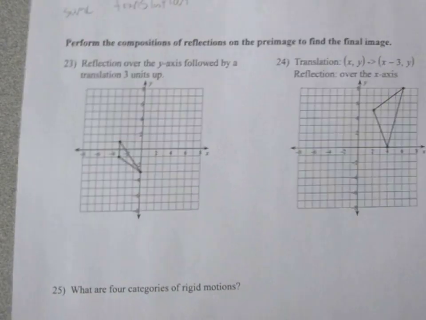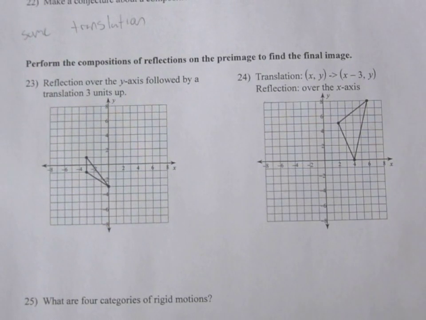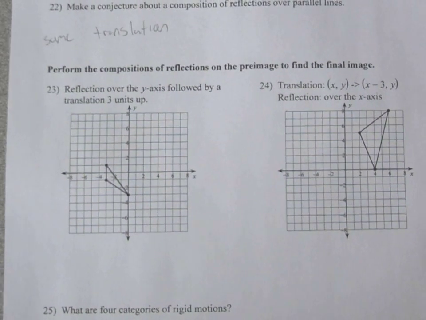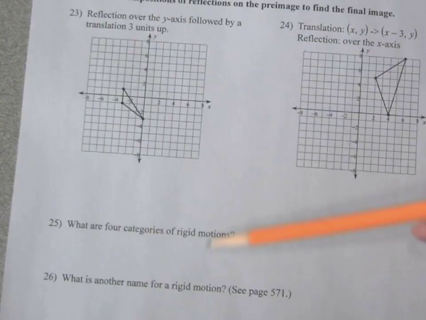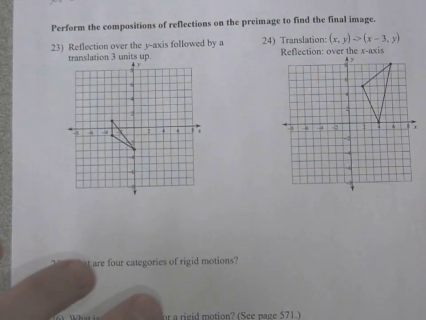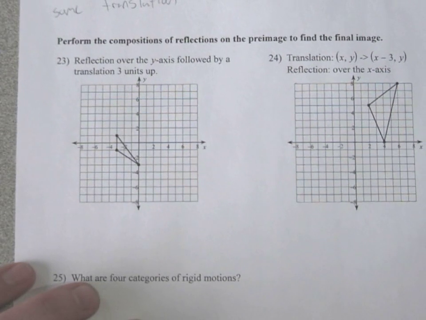All right, so we're going to take a look at a few more problems here. I'm just going to get you started. We're going to look at number 23, and then you'll do 24 and answer some of these conceptual questions. All right, so number 23, we're going to do a reflection over the y-axis followed by a translation.